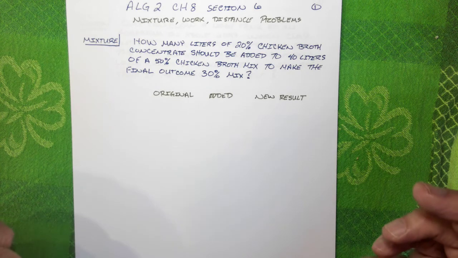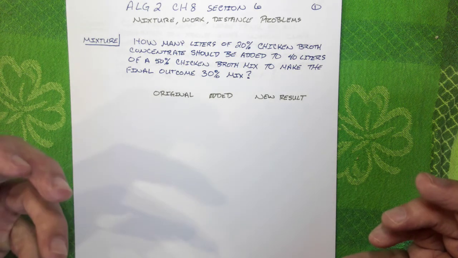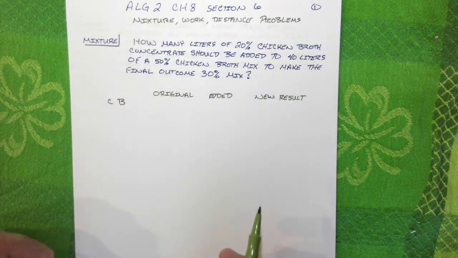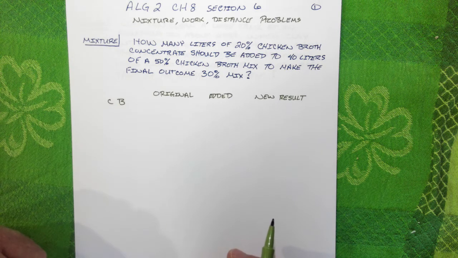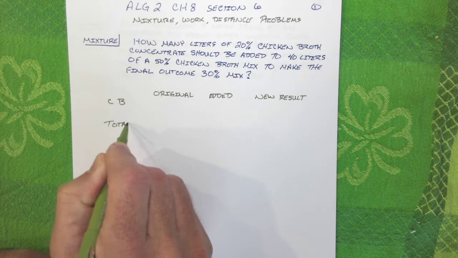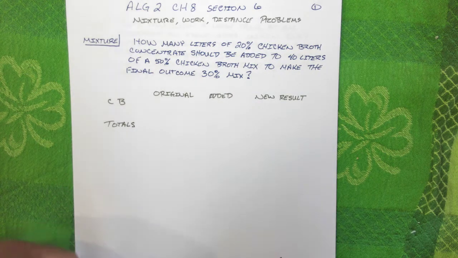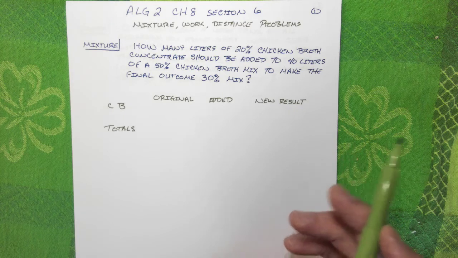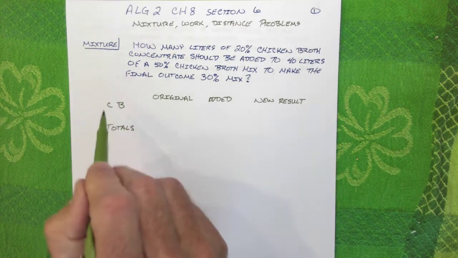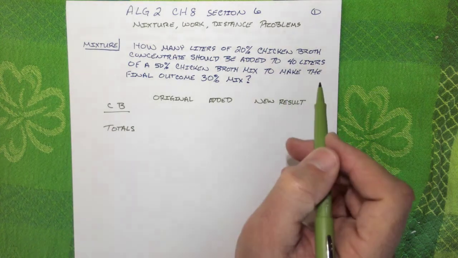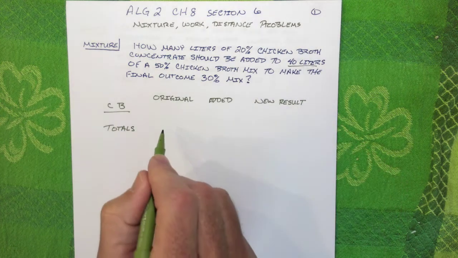Okay. So we're talking chicken broth. We'll call it CB. And that's what we're starting off with. And then our totals. So let's look at our totals. Okay, we'll go back into the problem and see what we have. Because we want our final outcome to be something, and we have chicken broth, we have our total. So total, how much are we dealing with here? Well, we're dealing with 40 liters of something.